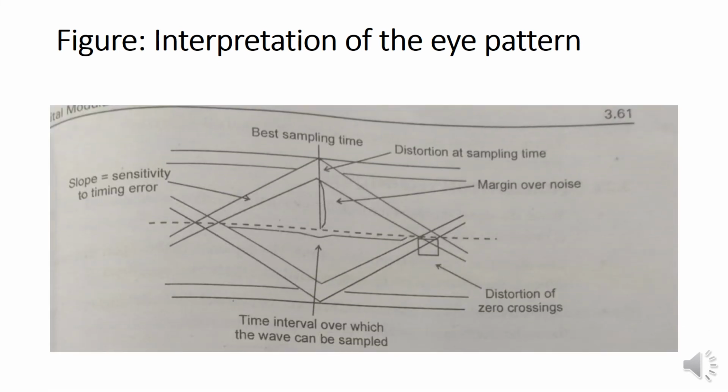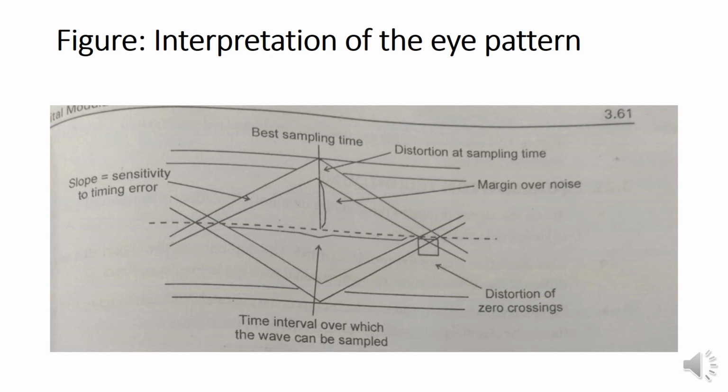The width of the eye opening mainly defines the interval over which the received wave can be sampled without error from inter-symbol interference. So it is preferable to sample at the instant at which the eye is open widest. The sensitivity of the system to timing error is determined by the rate of closure of the eye as the sampling time is varied.